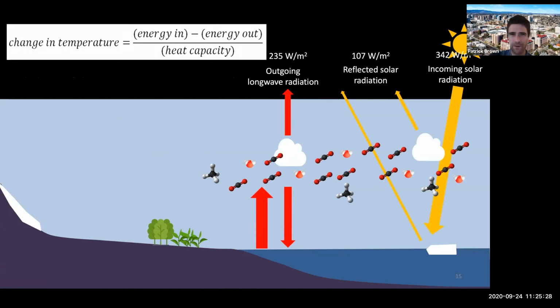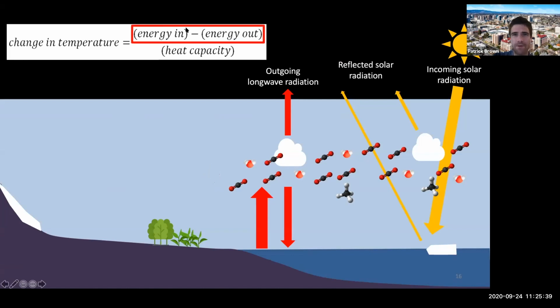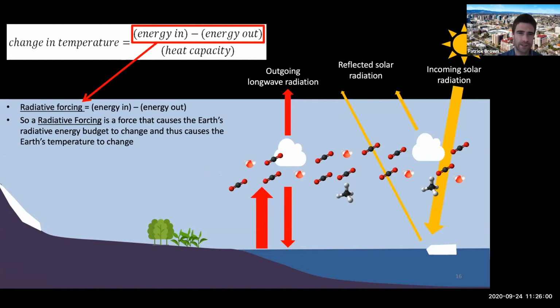It's exactly something that we've already been looking at. It's going back to our first law of thermodynamics. It's basically just this top part of our first law of thermodynamics, this energy in versus energy out part. So the radiative forcing is the energy imbalance at the top of the atmosphere between energy in and energy out. One way to think of it is that it's a force that's causing the Earth's radiative energy budget to change. And that's how we change the Earth's temperature, because temperature is a measure of energy, a measure of kinetic energy of the molecules of the Earth.